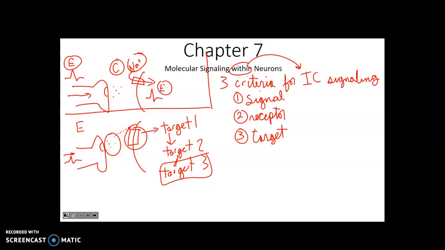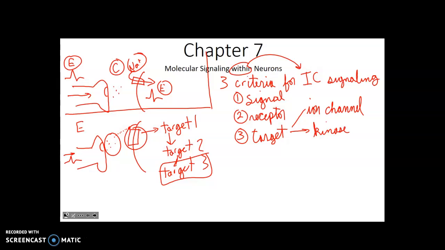What are these targets, right? This is still very vague. There's a lot of targets because there's a lot of different types of intracellular signaling. Sometimes these targets can be ion channels. And so it's possible that we can change the behavior of an ion channel. We can make it more or less likely to open. Sometimes these targets are kinases.